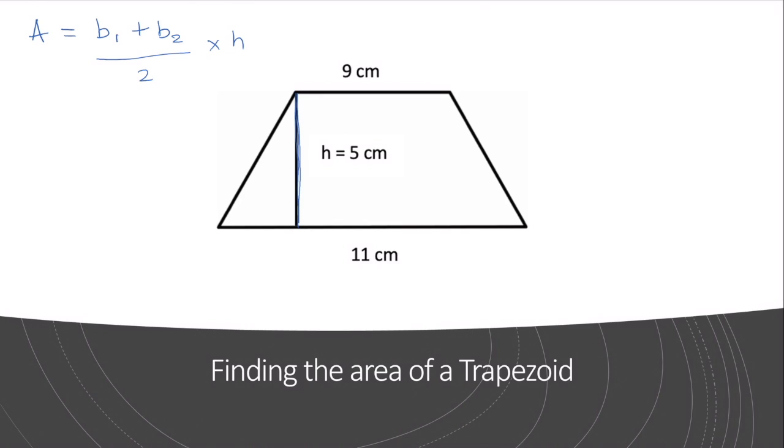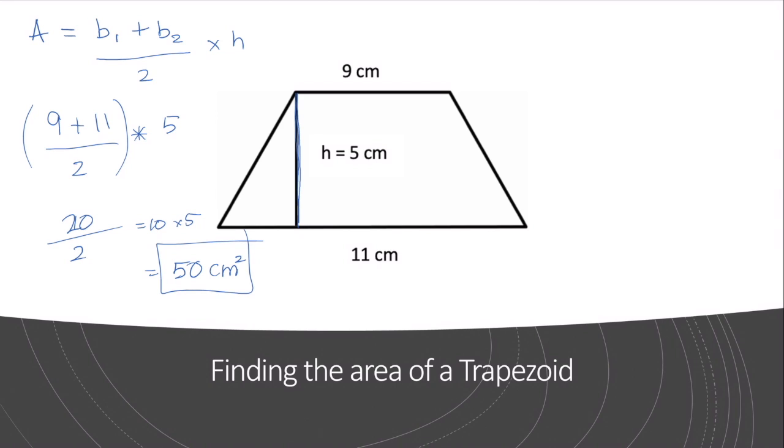Okay, let's do this quickly. My base 1 is 9 plus base 2 is 11. Add these two and divide by 2 and multiply by 5. So let's do this in groups, order of operations. 9 plus 11 is 20. 20 divided by 2 is 10. 10 times 5 is 50, and 50 centimeters squared is the area of this trapezoid.